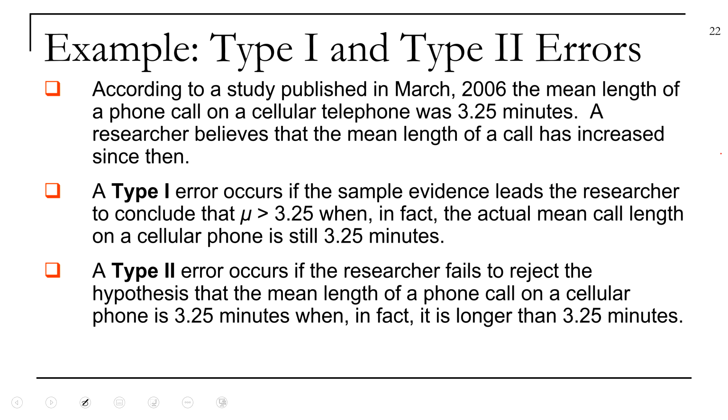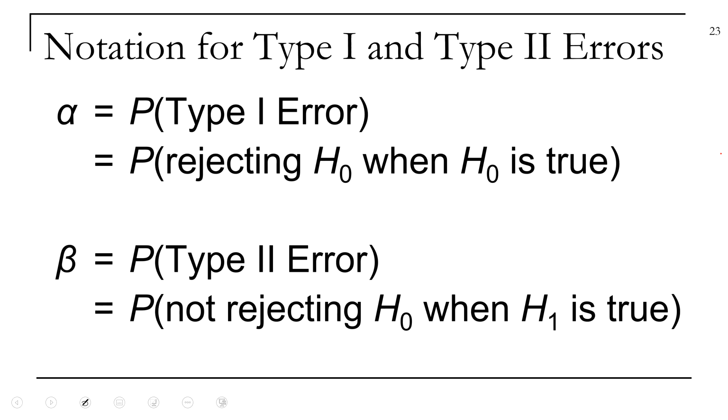For the phone call example, it's 3.25, and we're trying to test if it's bigger than 3.25. A type 1 error occurs when we reject the null when it's true: the sample evidence leads the researcher to conclude that it's longer than 3.25 when it really isn't. A type 2 error says we fail to reject the hypothesis that the mean length of a phone call in cellular telephone is 3.25 minutes, when in fact it's longer than 3.25 minutes.